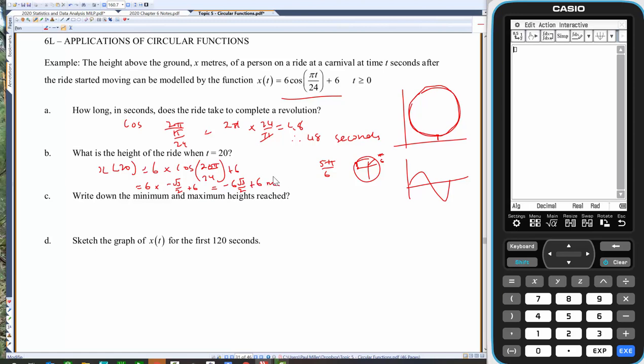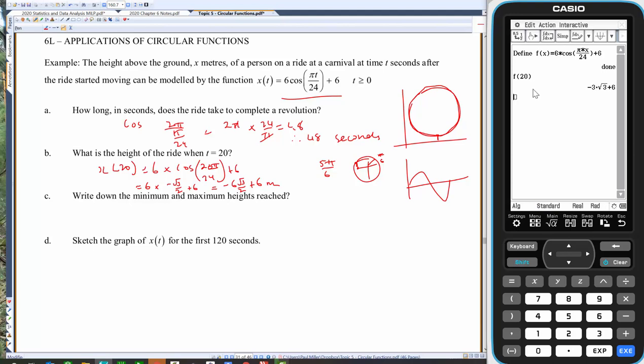All right, let's do this one on the calculator as well. So define f of x equals 6 times cosine, shift 0 for pi, x on 24. Now, because I didn't use the variable x, I'm going to put a multiply sign there, plus 6.